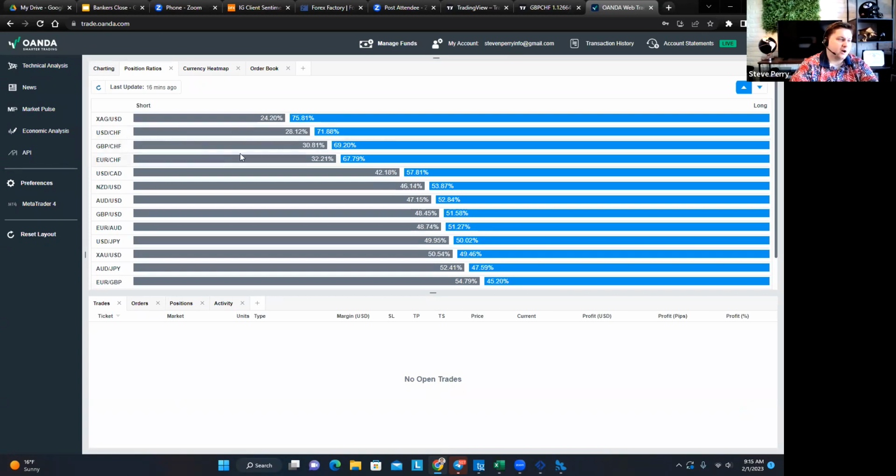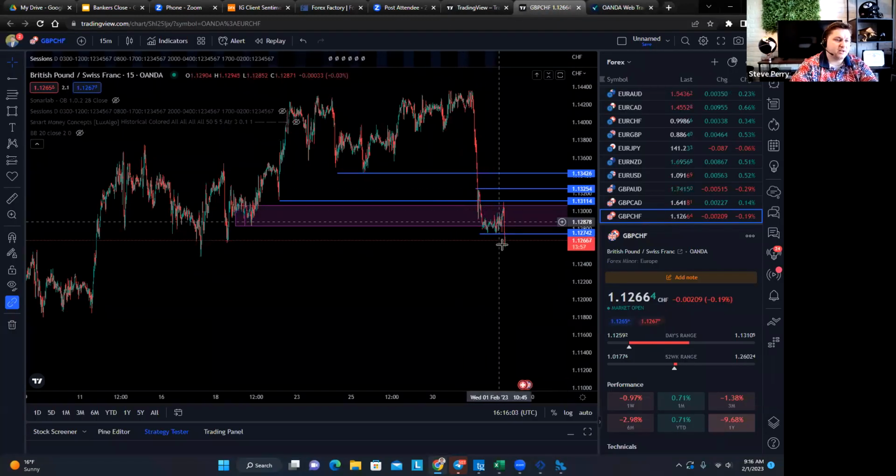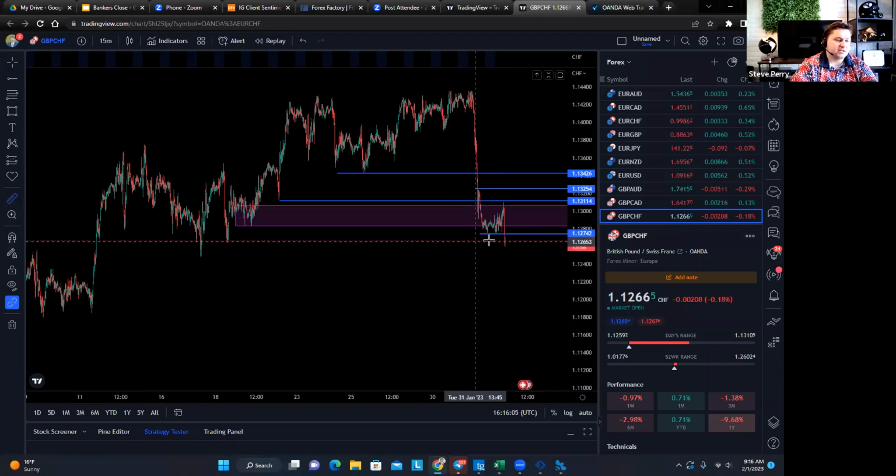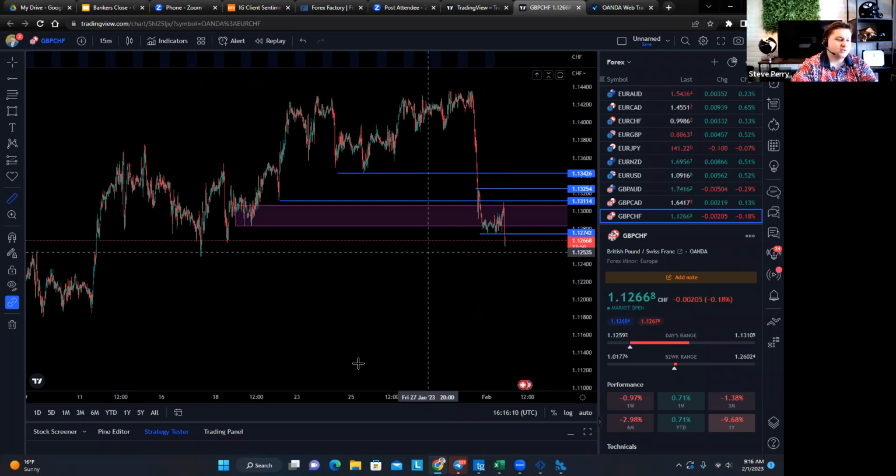But you've got this tool, so they actually tell you on their position ratios where their clients are positioned right now, and you can see that 70% of their traders' outstanding positions on the pound franc are long positions. And that makes sense because you come over here, the price is coming down. The retail traders are getting smacked right now. They're buying this up and they're getting smacked. And we know this even without really looking at that tool.